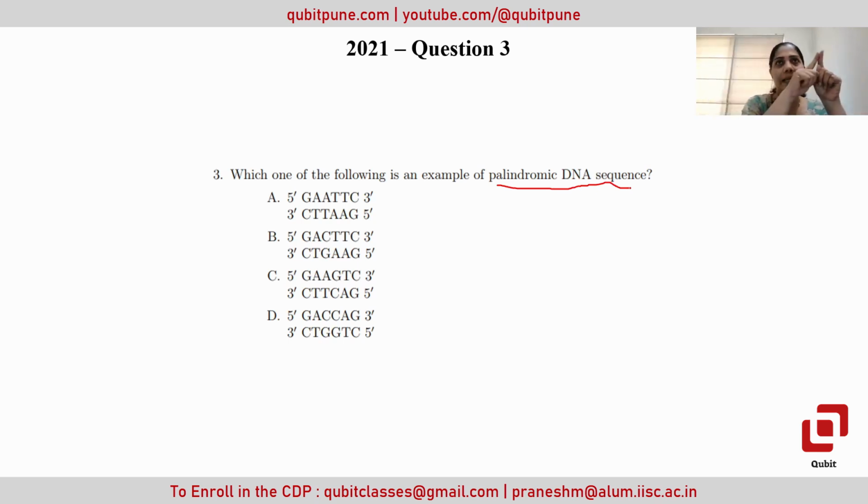If you read the sequence in both directions, it will be exactly the same. This is the case only in option A, because GAATTC, if you read it in the reverse direction, gives you the same sequence GAATTC, which is an example of a palindrome. So option A is the correct one.